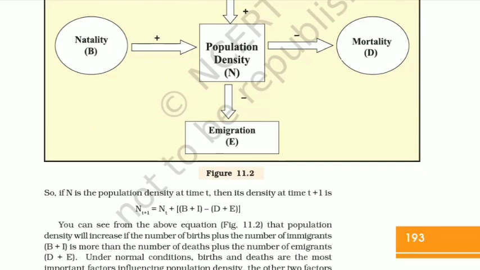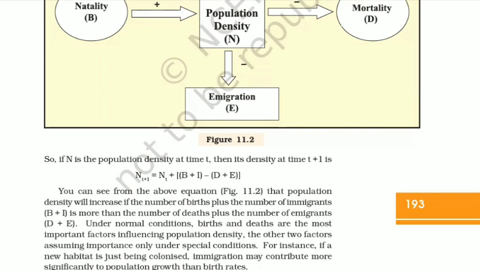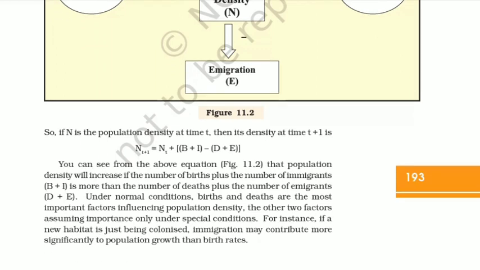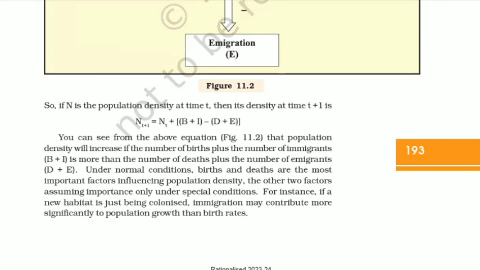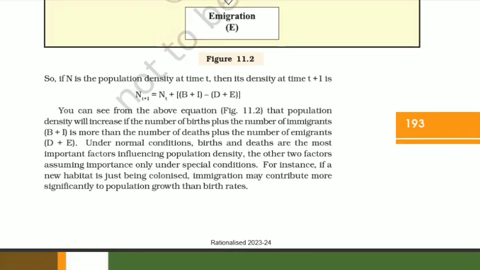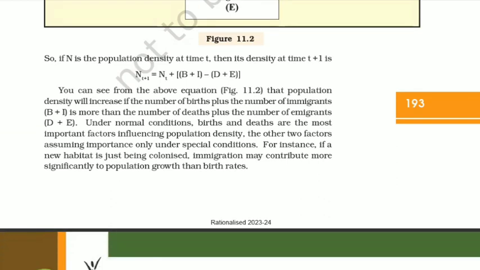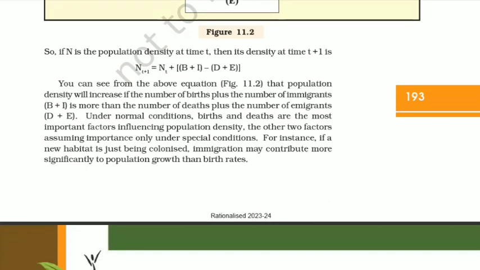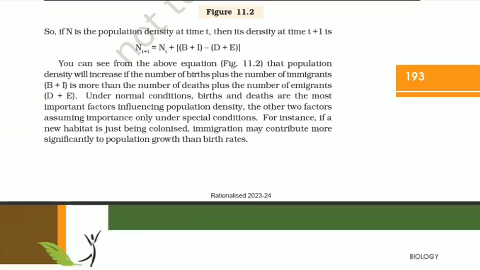So, if N is the population density at time t, then its density at time t plus 1 is N(t+1) = N(t) + [(B + I) - (D + E)]. You can see from the above equation that population density will increase if the number of births plus the number of immigrants, that is B plus I, is more than the number of deaths plus the number of emigrants, that is D plus E.